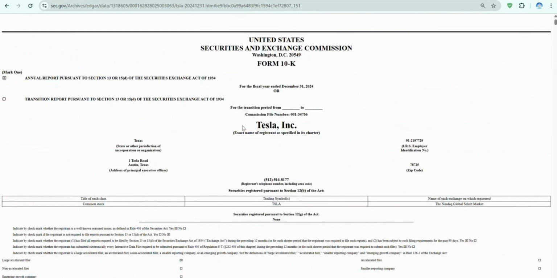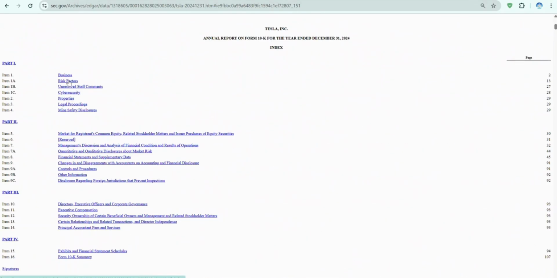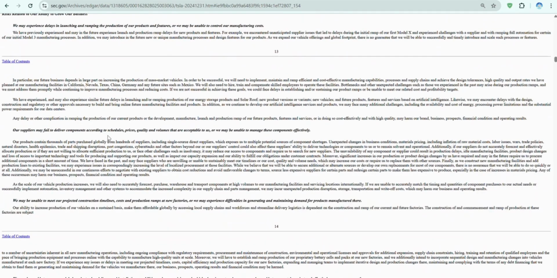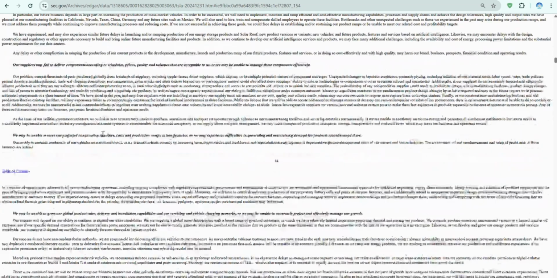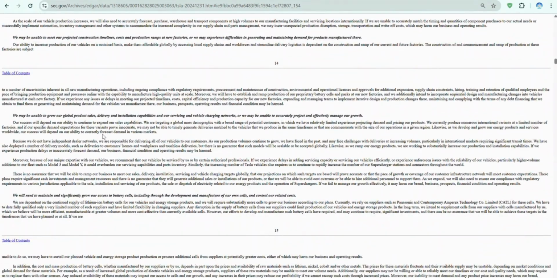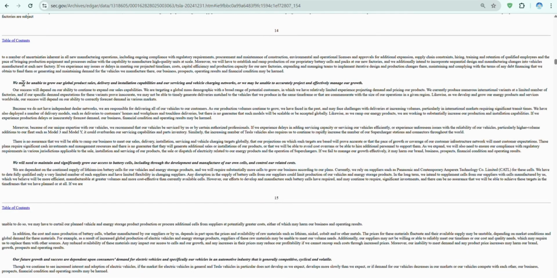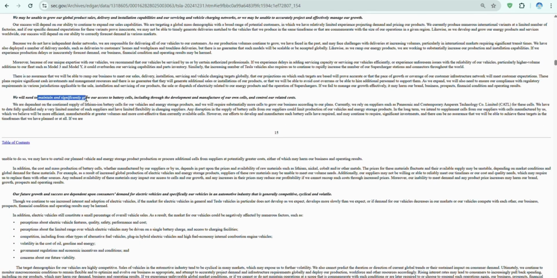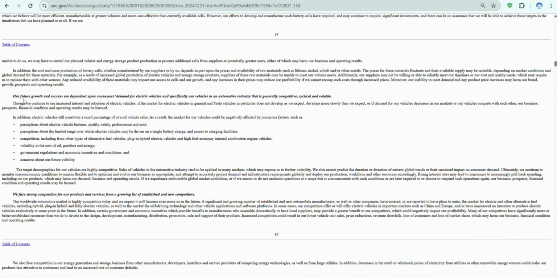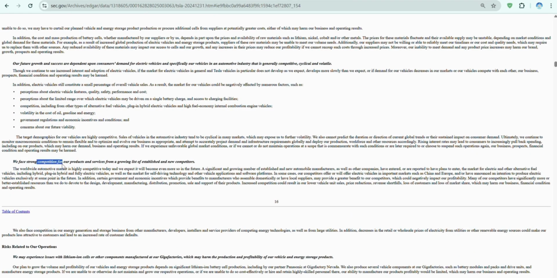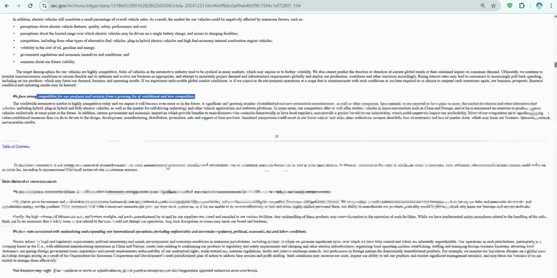Then let's move on over to the risk factors. The risk factors are basically something that's holding them back or will hurt them if one of these things happen. So, for example, they may be unable to grow their global product sales, and they need to maintain and grow their access to battery cells. Their future growth is dependent on consumer demand. They face strong competition from new competitors as well.